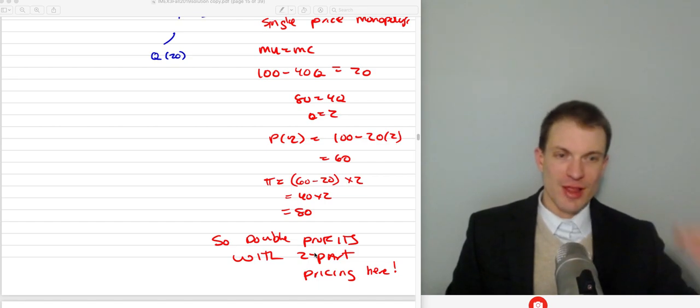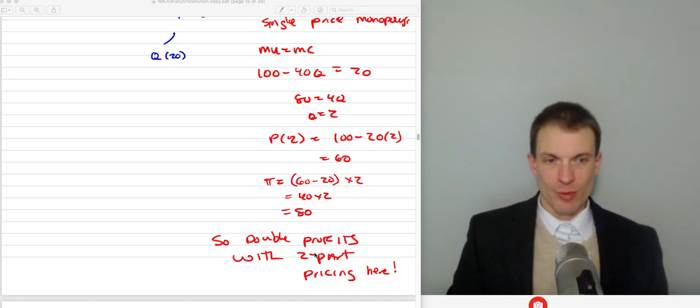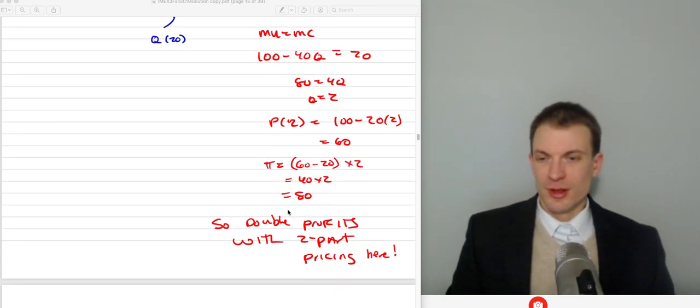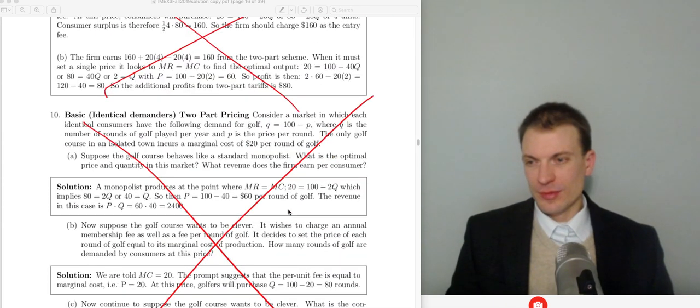And that's further answering part C, which is why does the firm want to do this? Well, it doubles its profits. That's unique to this example. The two-part tariff isn't always going to double your profits, but it'll typically increase profits.